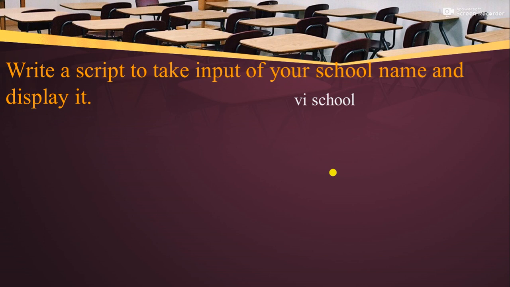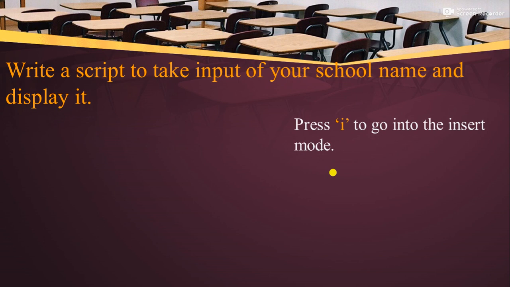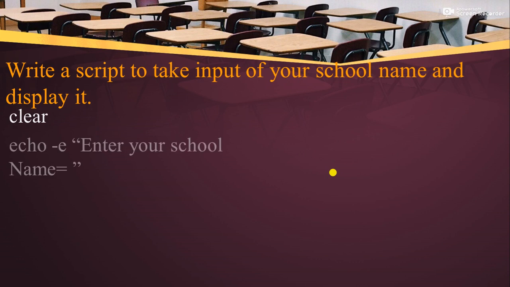After that, once we enter in the vi editor, we will go into the insert mode by pressing I from the keyboard. After that, we will write the script. First clear, then echo -e, double inverted comma, enter your school name, double inverted comma close. As I previously told, echo will display the message which we have written in the double inverted comma, and -e will display this message into the new line. And next, that is read and variable s.